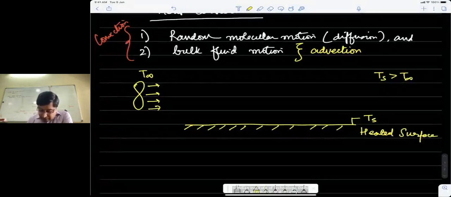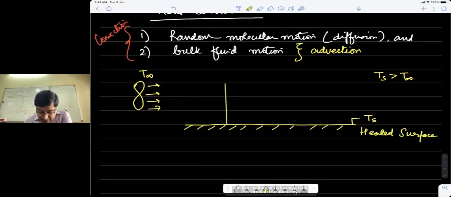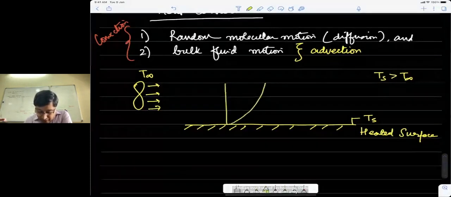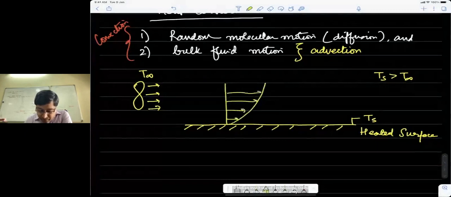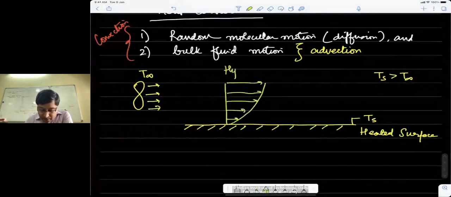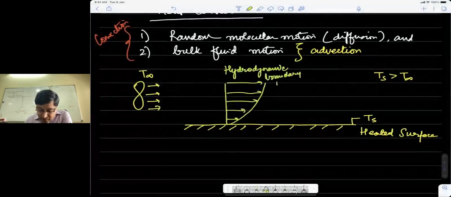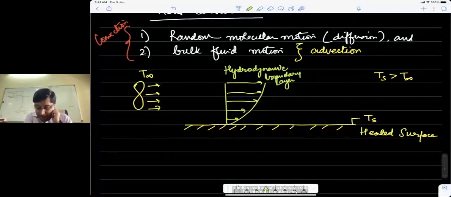So from fluid dynamics considerations, what you know is that when you have a fluid flowing over a surface, because of the no slip boundary condition, the fluid will start forming a boundary layer. So what we will see is the formation of a hydrodynamic boundary layer. So this is a hydrodynamic boundary layer. This is pretty well established. You've done this in fluid mechanics.